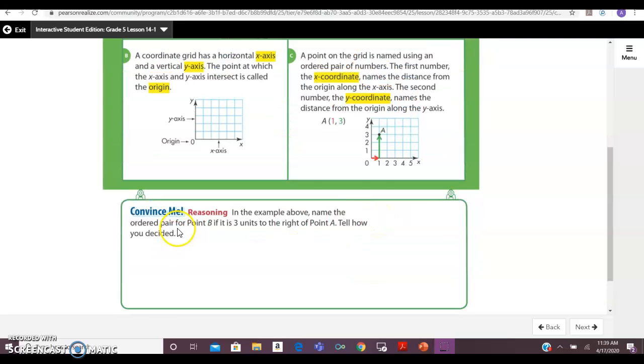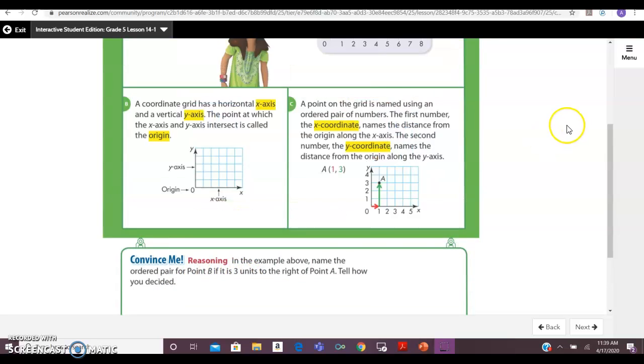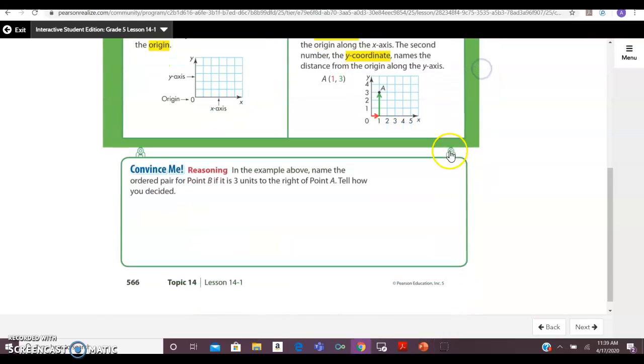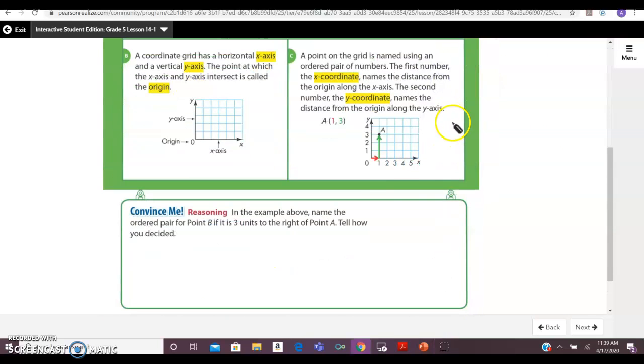Now, if I have point B, it says point B is 3 units to the right of point A. So I'm going to start at point A and go 3 units to the right. 1, 2, 3. I can now graph point B, and that is its location.